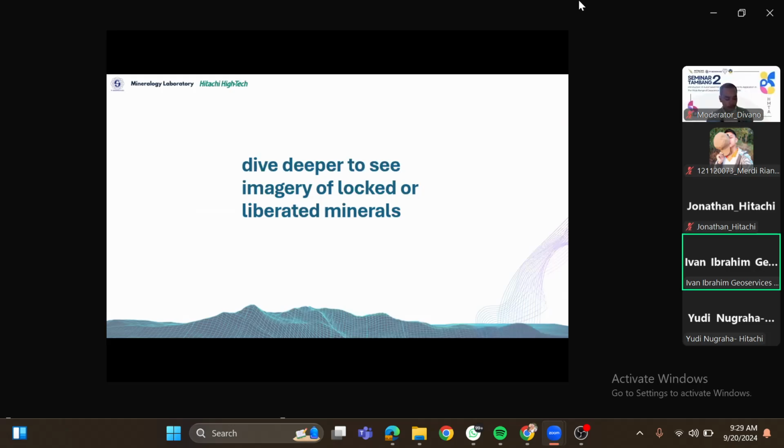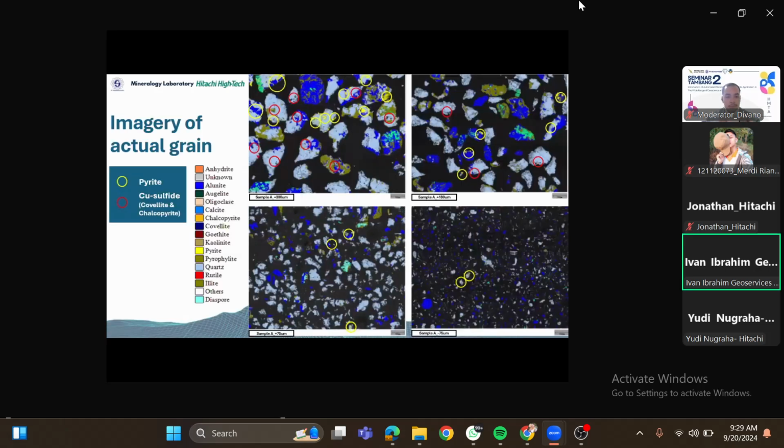Kita lihat, apa sih kalau di case study aslinya itu gambaran tentang mineral-mineral yang terkunci atau sudah bebasnya kayak gimana gitu. So let's dive deeper. Next. Nah, ini di gambar kiri paling atas itu ukuran 300, lanjut ke clockwise ya. 180 di kanan, plus 75 yang kiri bawah, minus 75 yang paling kanan bawah.